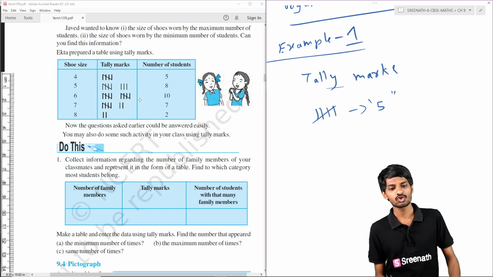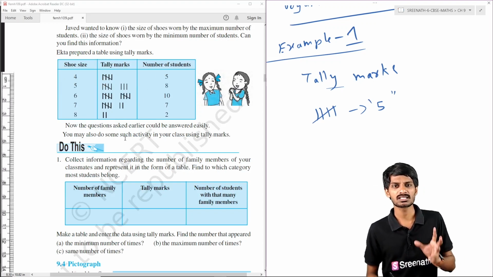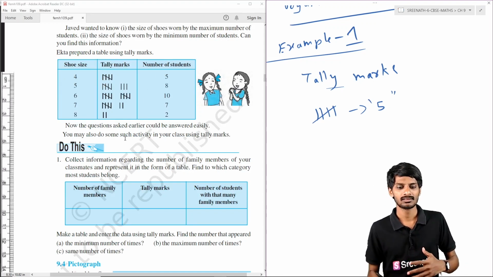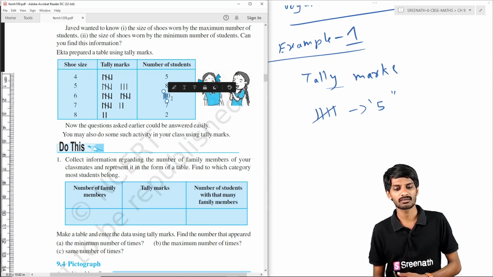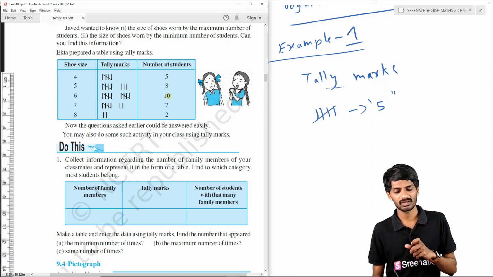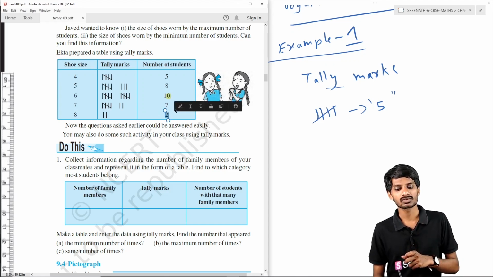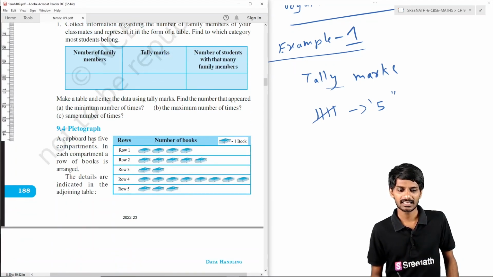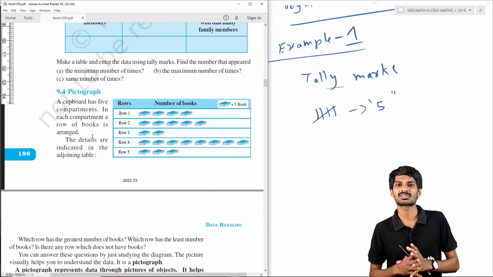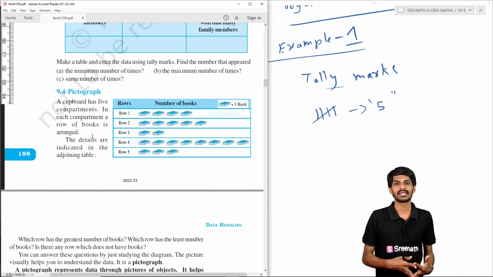Okay, students, so by seeing it you can simply say which size the maximum students are preferring, that is size number 6, 10 members are preferring it. What is the minimum number of students preferring a size? Only 2 members are preferring that size, that is size 8. Like that you have to collect, students. So this is called the organization of data using tally marks.